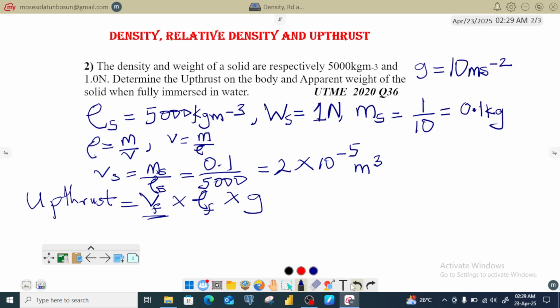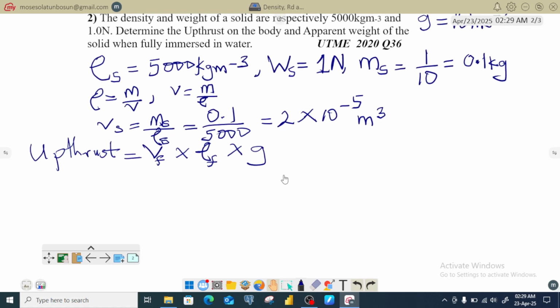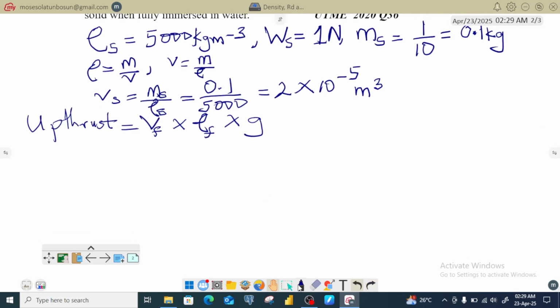Okay, now rho F simply means the density of the fluid in which the body is immersed. In the case of this question, the body is immersed in water, so we are considering the density of water here. Okay, and acceleration due to gravity is given as a constant. Okay, let me adjust this screen a bit. Alright, now let's get to work.